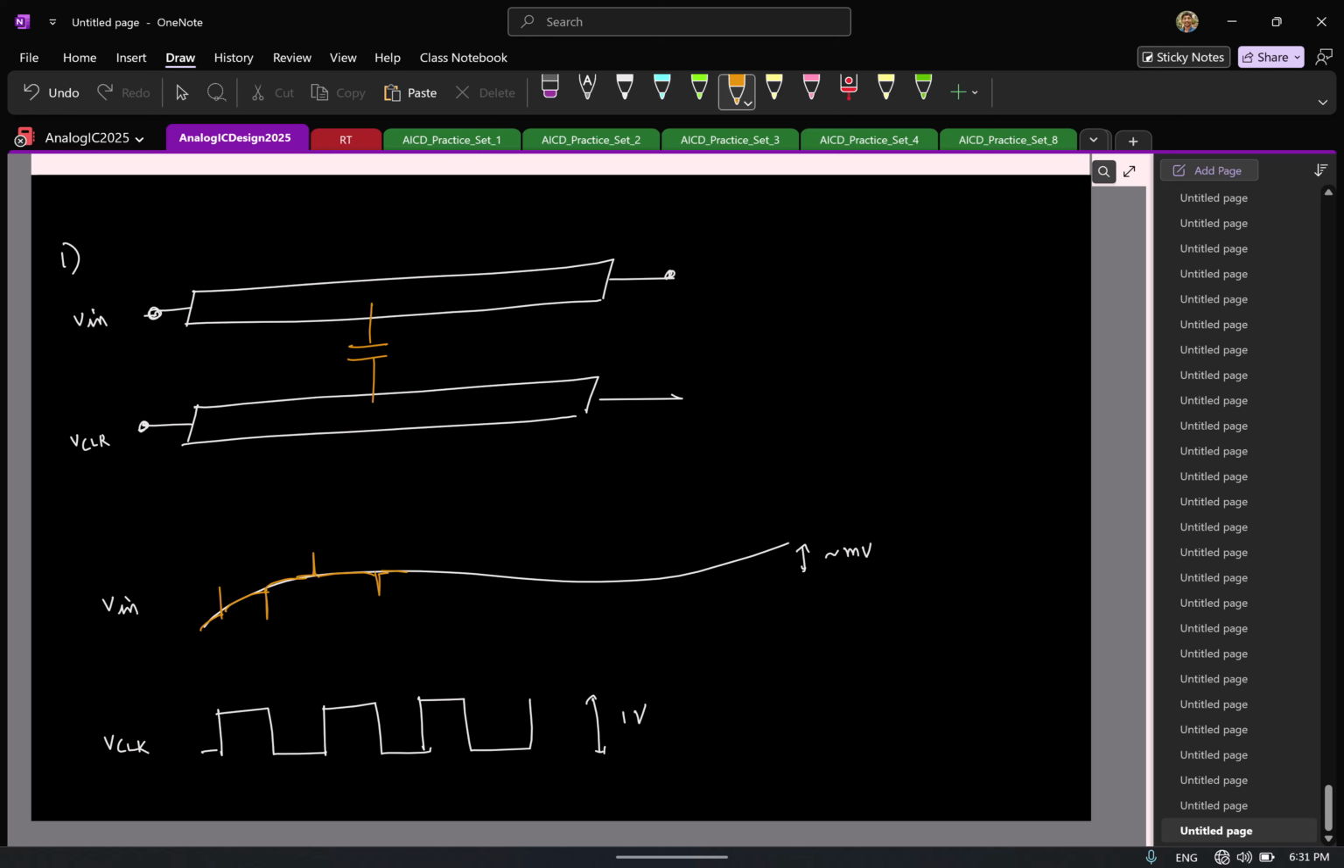So this will basically corrupt your entire signal, because I already told you this can be a few millivolts. So this is a problem, right? I'll just write it: interfering signals can be a problem here.